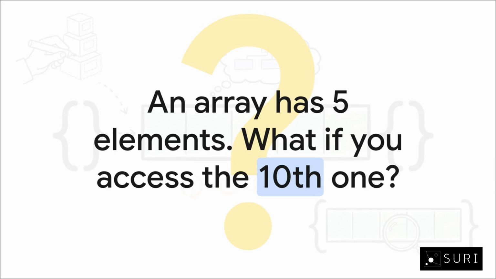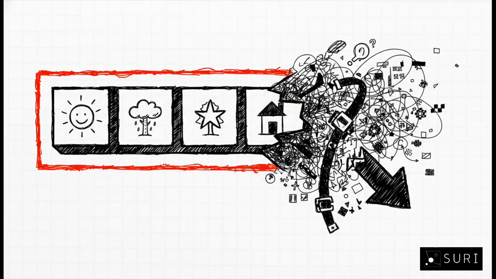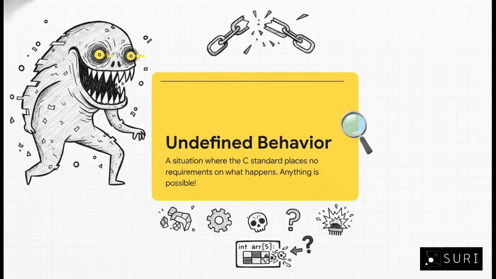In a lot of modern languages, your program would just stop. It would crash with an error. But C, well, C is different. C doesn't stop you. It has no guardrails, no safety net. It will just blindly go to the memory location where index 10 would be if the array were actually that big. And what's sitting there? Who knows? It's just random leftover data from whatever used that piece of computer memory last. It's pure garbage. This whole situation has a name, and it's the boogeyman of C programming, undefined behavior.